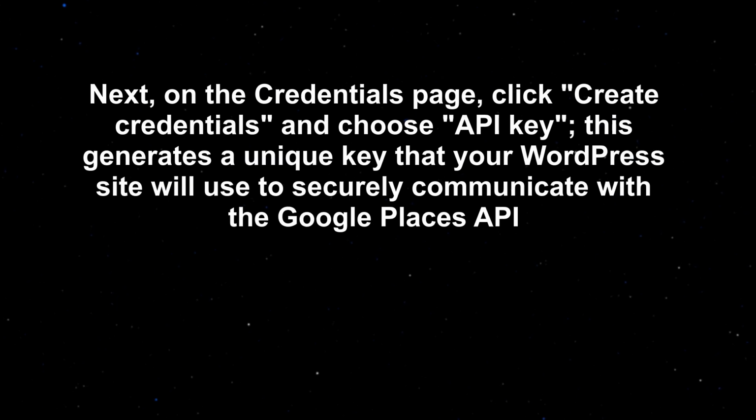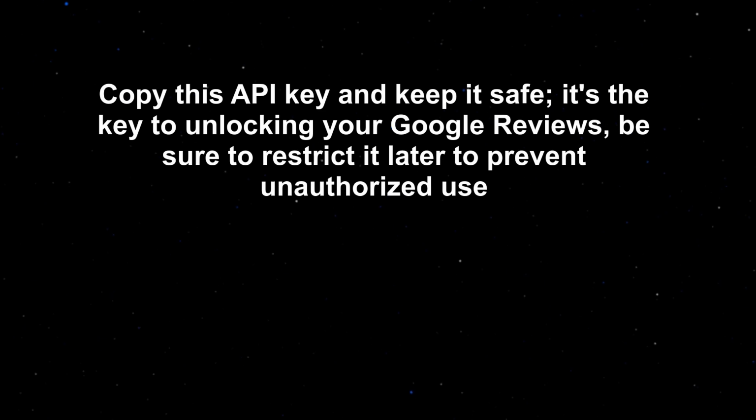Next, on the Credentials page, click Create Credentials and choose API Key. This generates a unique key that your WordPress site will use to securely communicate with the Google Places API. Copy this API key and keep it safe. It's the key to unlocking your Google reviews. Be sure to restrict it later to prevent unauthorized use.